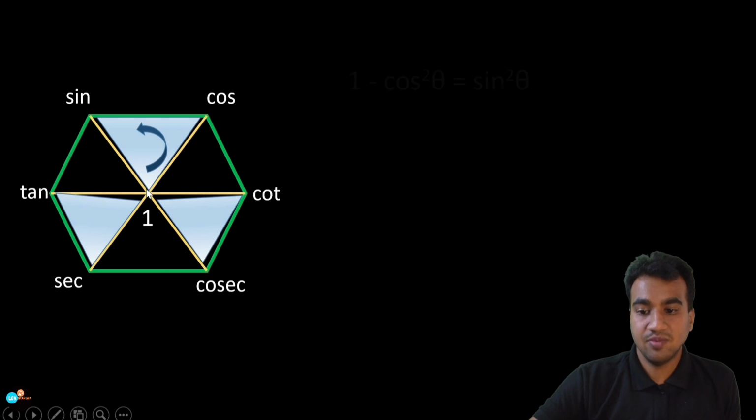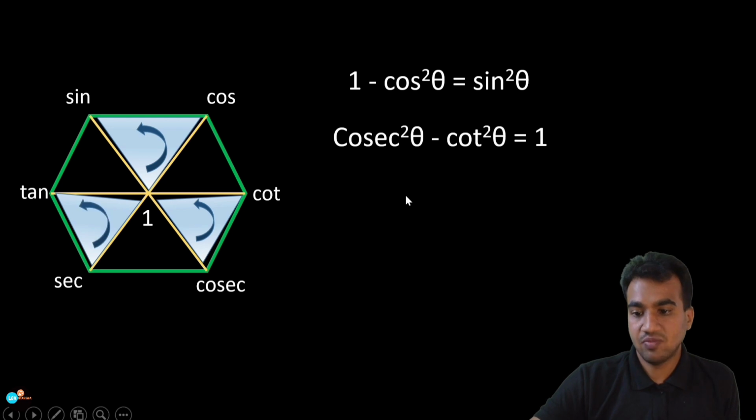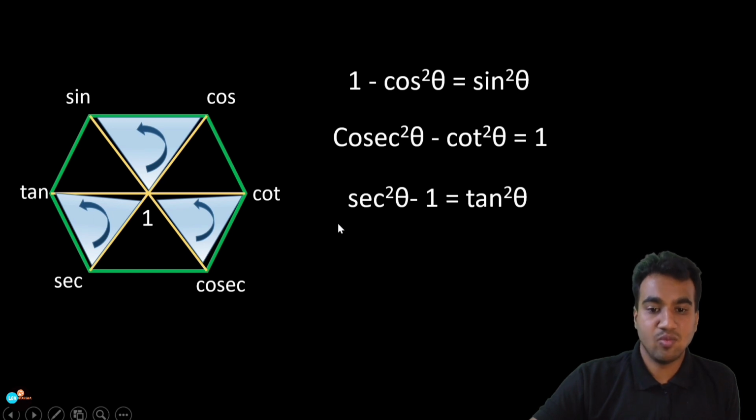So here you see 1 minus cos square theta is equal to sin square theta. 1 square minus cos square theta is equal to sin square theta. 1 square is just 1 itself. So another one, cosec square theta minus cot square theta is equal to 1 square. 1 square means 1 itself. And the next one, sec square theta minus 1 is equal to tan square theta. This is also one more important identity we can remember using simple hexagon.